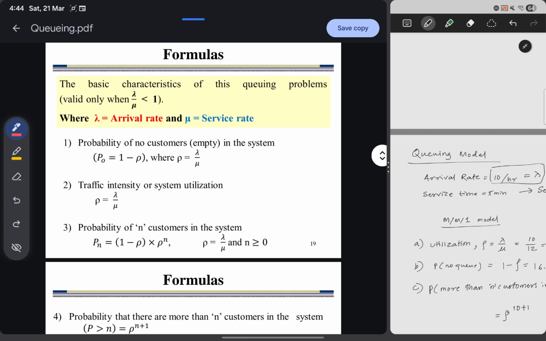I'll just give you a small brief, and all the remaining formulas are actually self-explanatory. You just have to read the question and then use the suitable formula. The probability of no customers in the system.